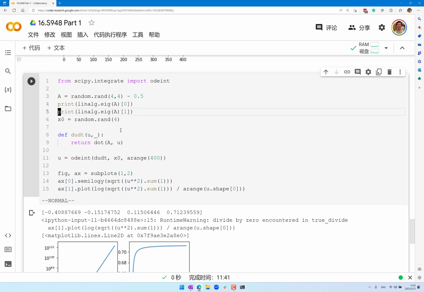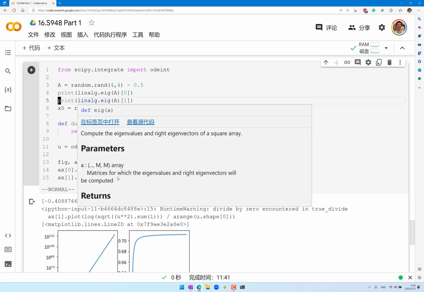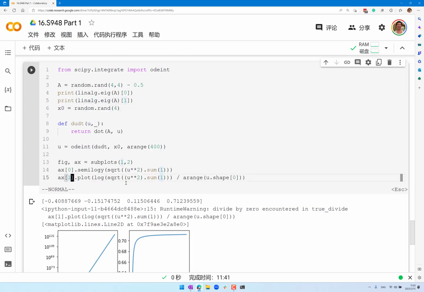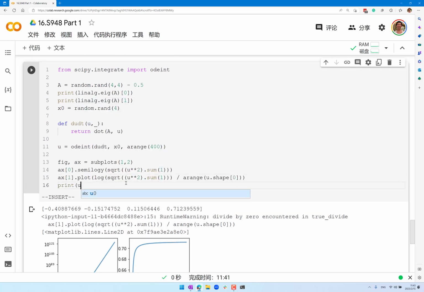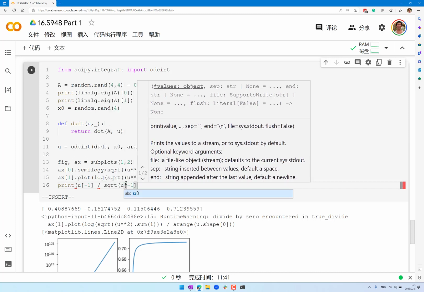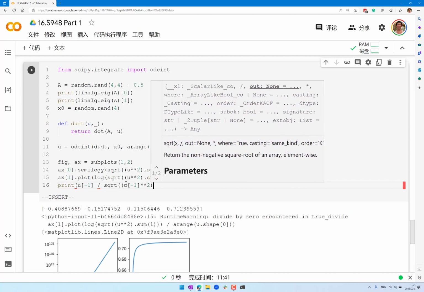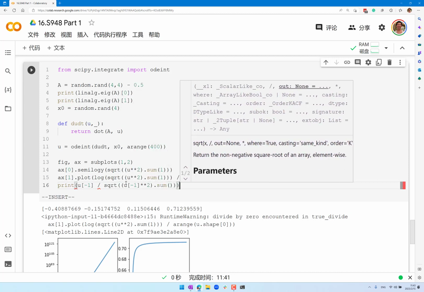And again, we can also print out the eigenvector, and we are also going to print u minus 1 divided by the square root of u minus 1 square dot sum. So that's the magnitude.